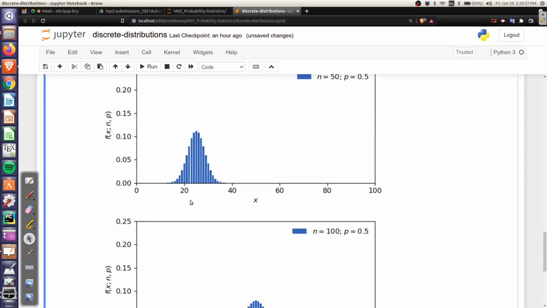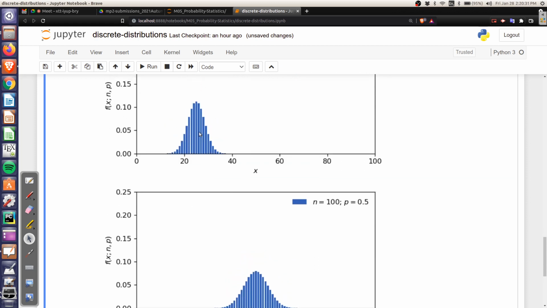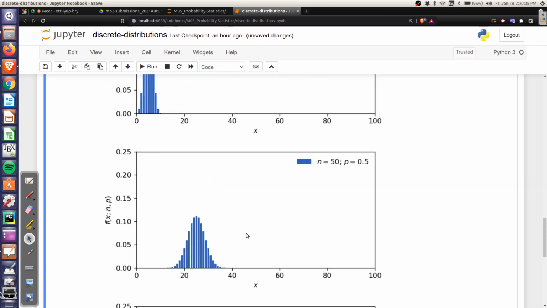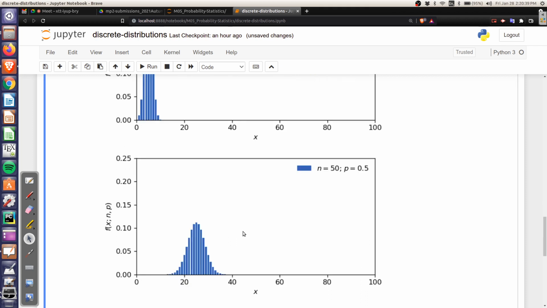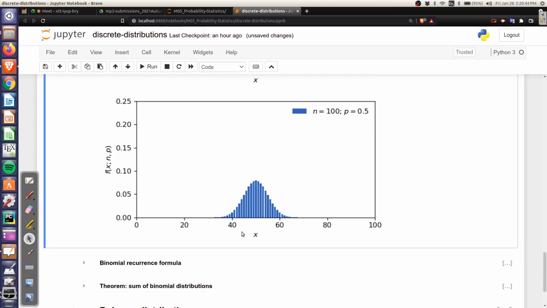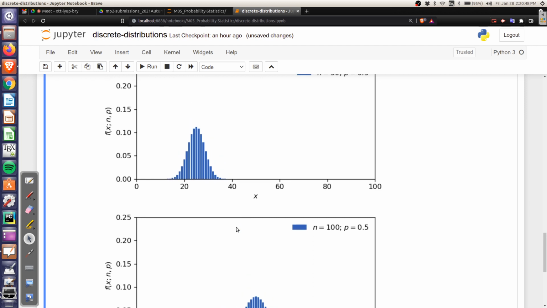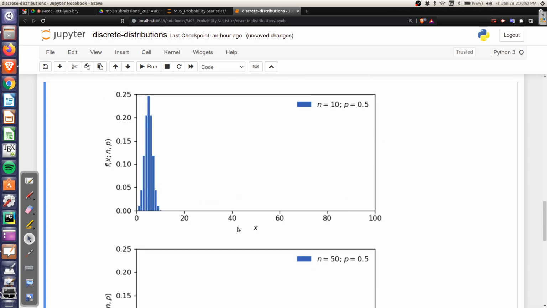And when I make it n equal to 100, you see, again it shifts towards 50, and the height has decreased even further. Do you expect this behavior? Do you expect the height to decrease? Should the height really decrease with increasing n? What do you think? Should the height decrease or should the height remain the same? Anyone? It should decrease. Okay, it should decrease.